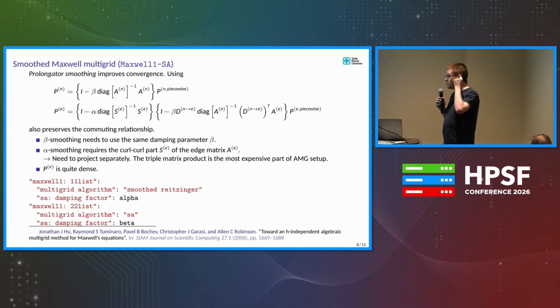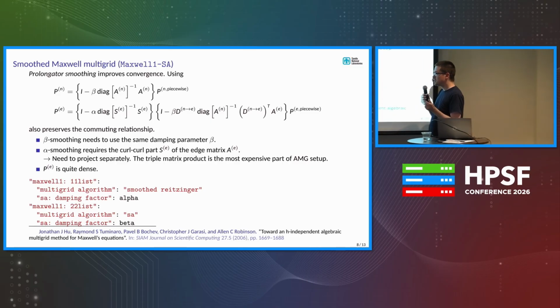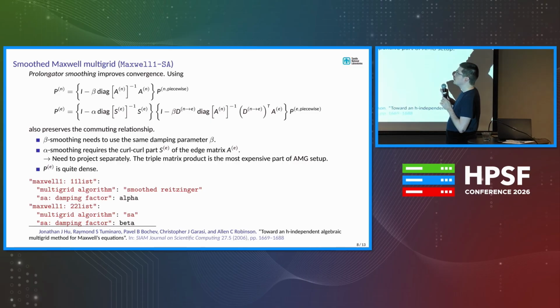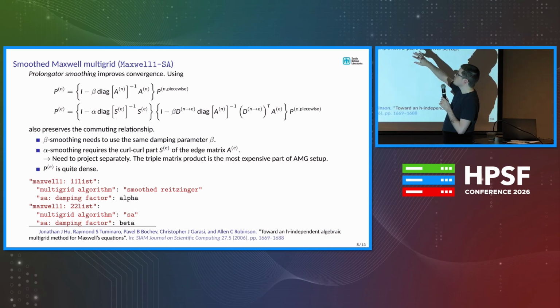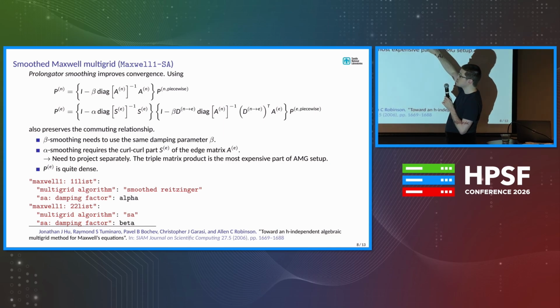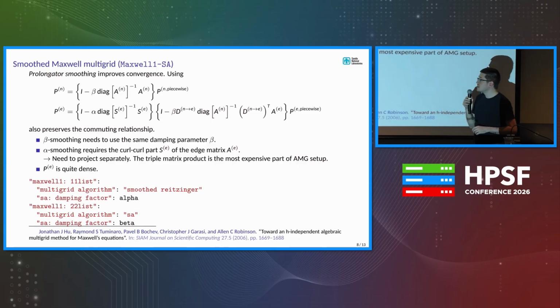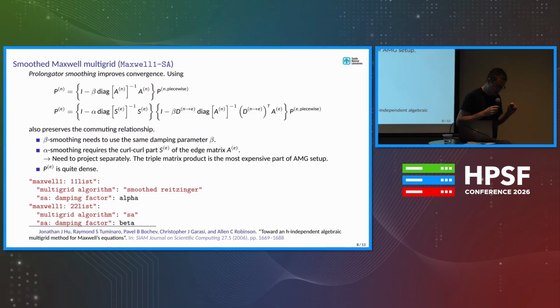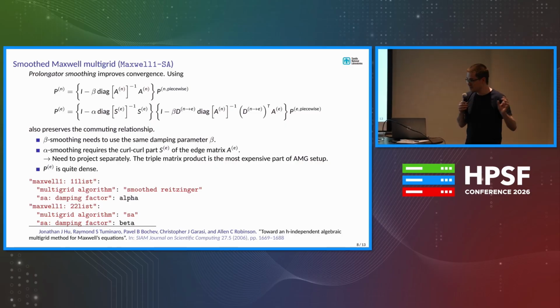Now, we need to remember that we still want to preserve our commuting relationship between our 2 hierarchies, between the edge hierarchy and the nodal hierarchy. So we cannot decouple this step entirely between the 2 hierarchies. We need to mirror this with a second smoothing step on the edge operator as well. And then there's also a third smoothing step that we can take that is independent of the nodal hierarchy, that only applies to the edge hierarchy.